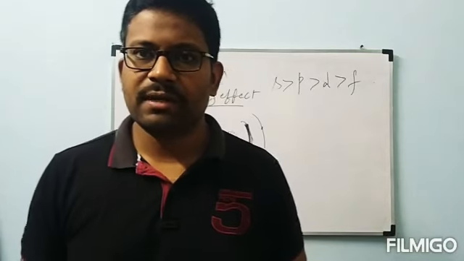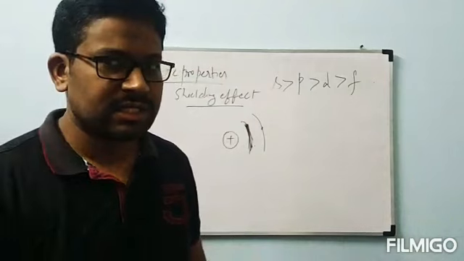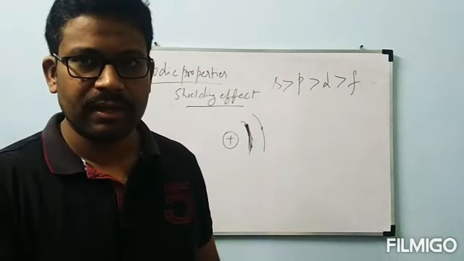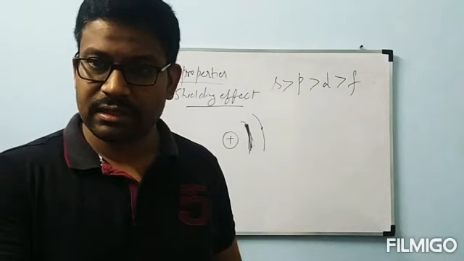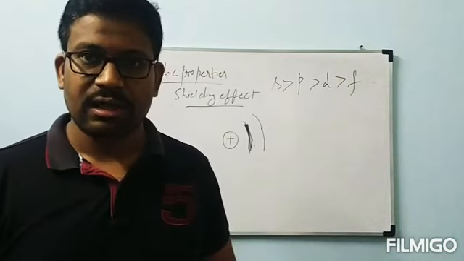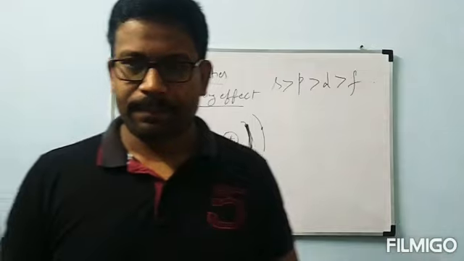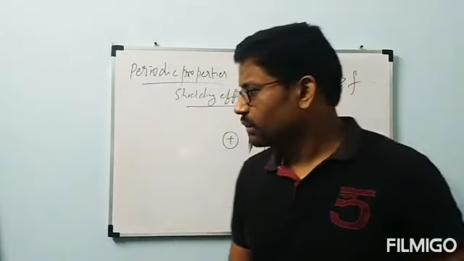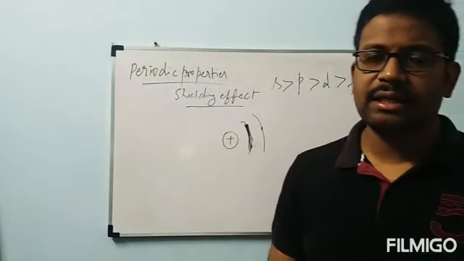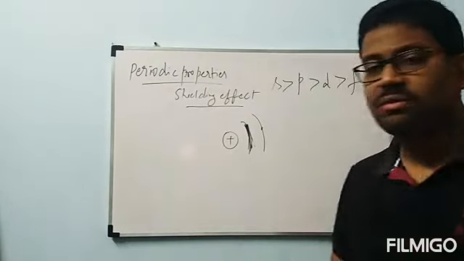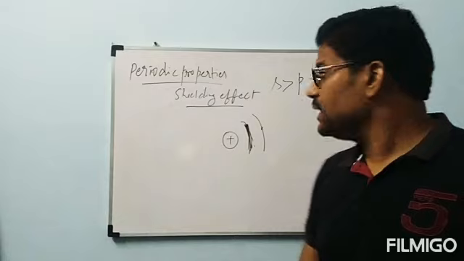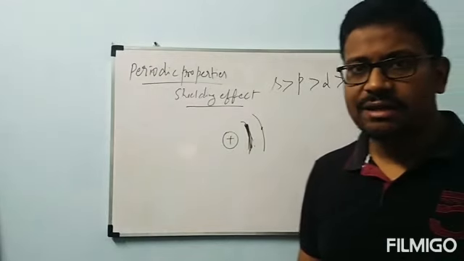S is a little bit easy compared to P. P is a little bit easy when compared to D. Like that, the complication of constructing the orbital is getting difficult. F is more complex. Because of this, when the complication of the orbital increases, shielding effect decreases. So S electrons can give more shielding effect when compared to P. P is greater than D and D is greater than F.